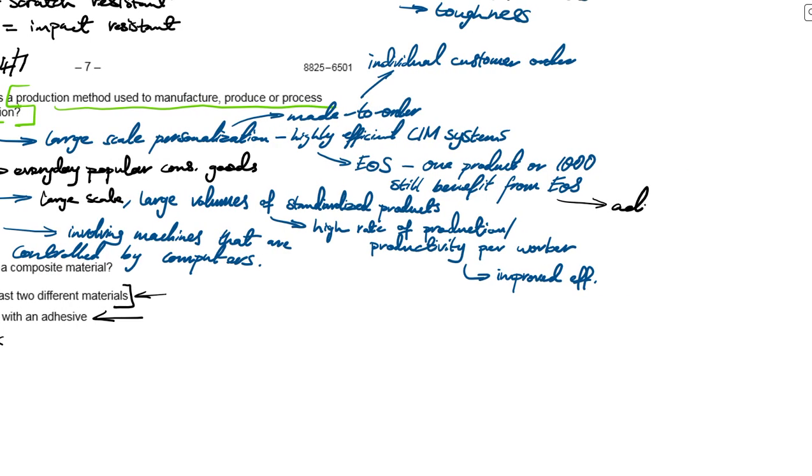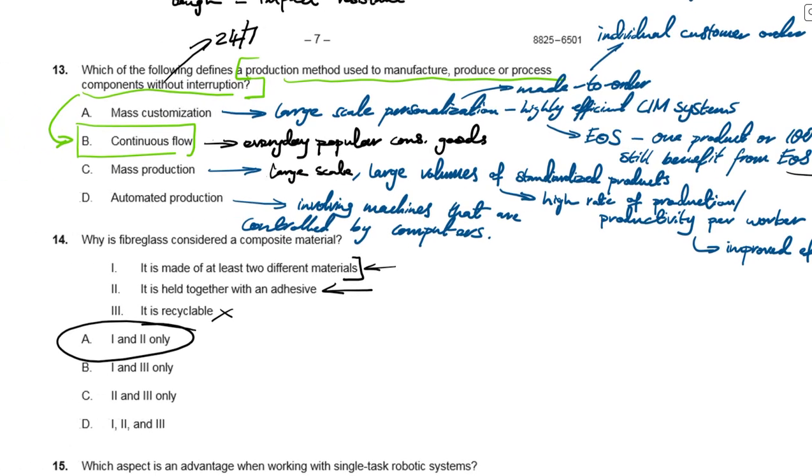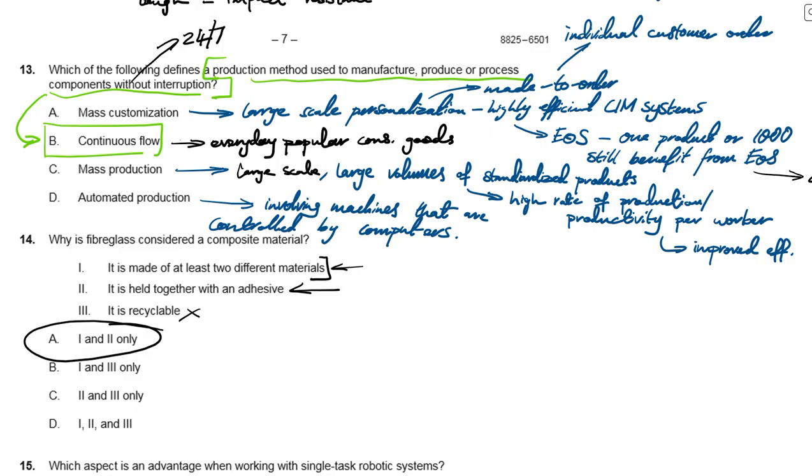Nowadays, we can 3D print boats, and so it's very easy to customize, right? 3D printing. This means they're made to order, made to the individual customer order, and so that's what we did there. Then we have mass production.